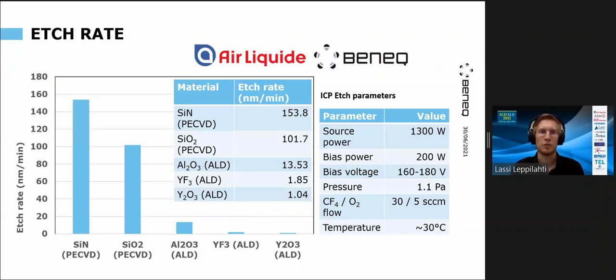And finally, the etch rate of this material. So we have the yttria film grown here on the rightmost pillar. It's an order of magnitude lower than ALD alumina film, and two orders of magnitude lower than PECVD silica. So we have very high etch resistance, despite the possible challenges we were facing in the beginning. We have very, very good etch resistance here. The parameters can be seen on the right.